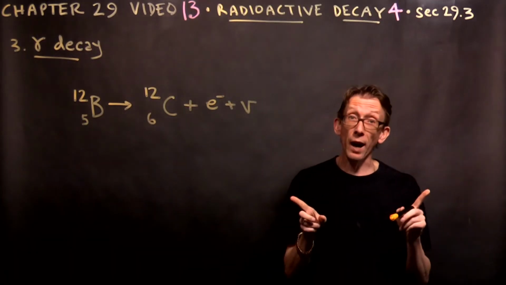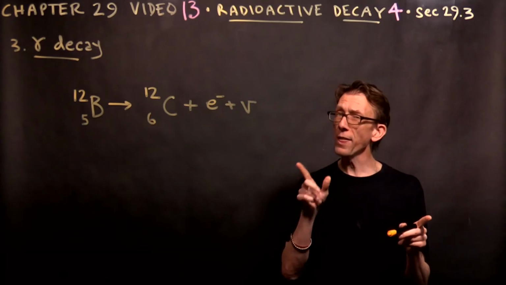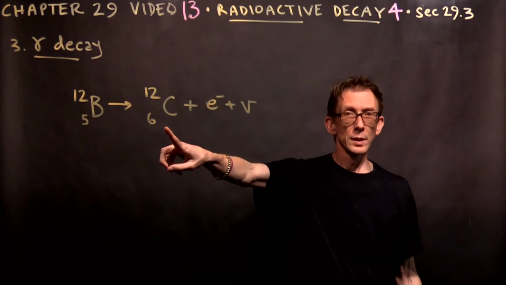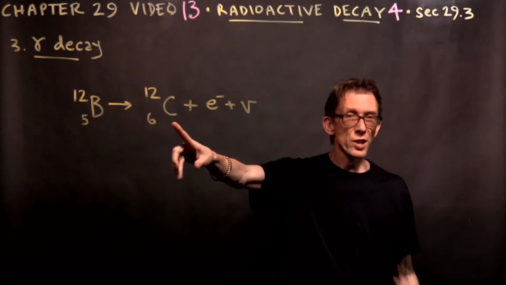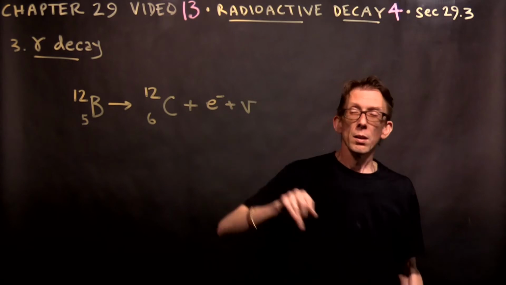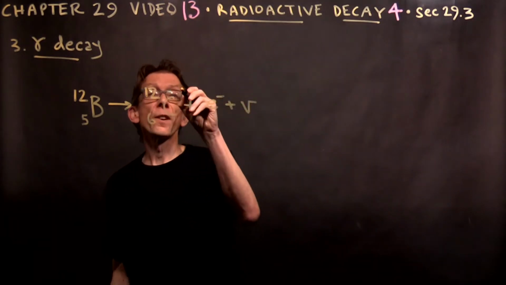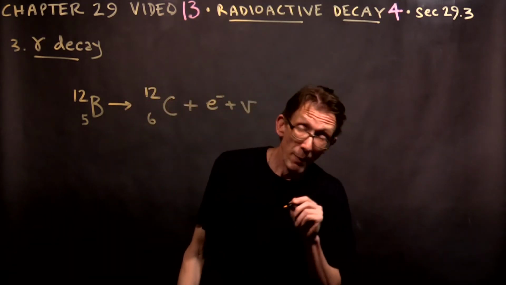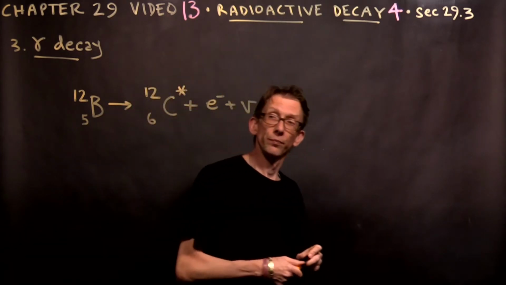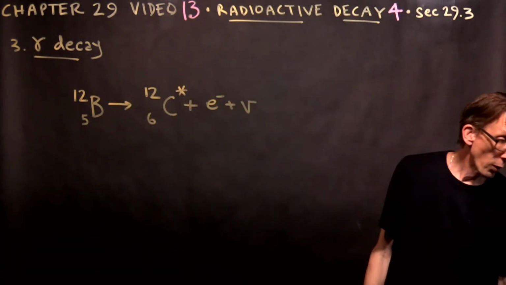This looks fine, and it is fine, except for one thing. This carbon-12 is not normal carbon-12. Its difference, whatever that difference is, which I'll say in a minute, is indicated with an asterisk right there. Now what that means is this.